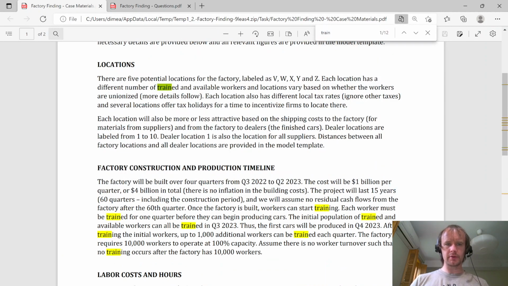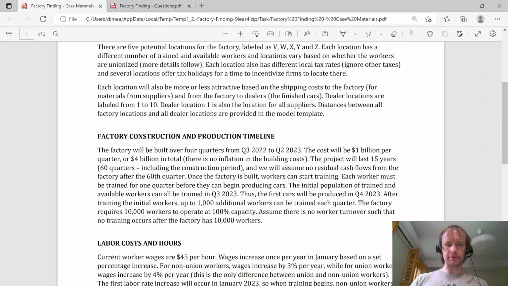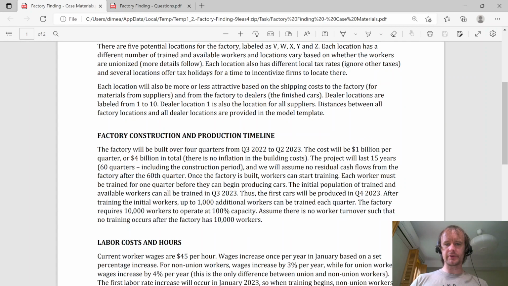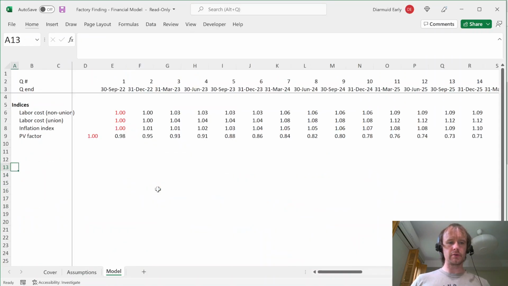Where's the bit about training? Yeah, so first things first, once the factory is built, workers can start training. So nobody can start training before the factory is built. Each worker must be trained for 1/4. So the factory is built from Q3 22 to Q2 23. Then in Q3, the next quarter, we train the first group of workers, and then the first cars get produced in Q4 of 23. So let's go and do this.